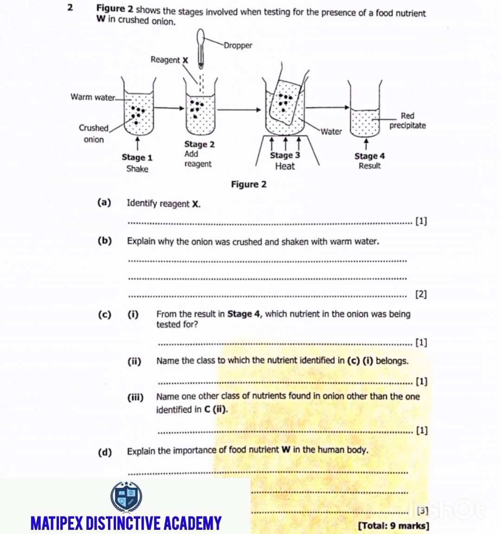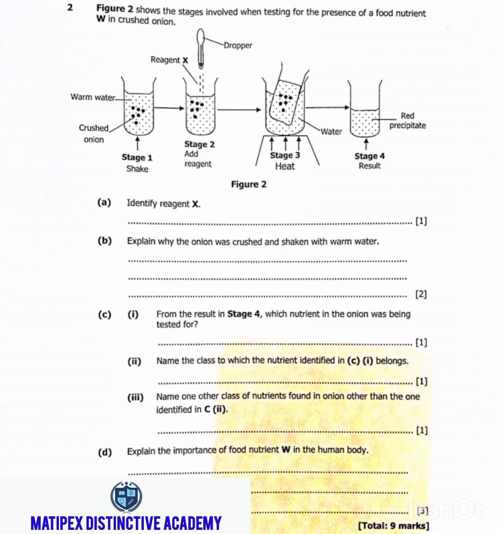Okay, let's look at question B. Explain why the onion was crushed and shaken with warm water. So why was the onion crushed and shaken with warm water? We're supposed to give 2 reasons here: the reason why it was crushed and the reason why it was shaken with warm water. So we're going to start with the reason why it was crushed.